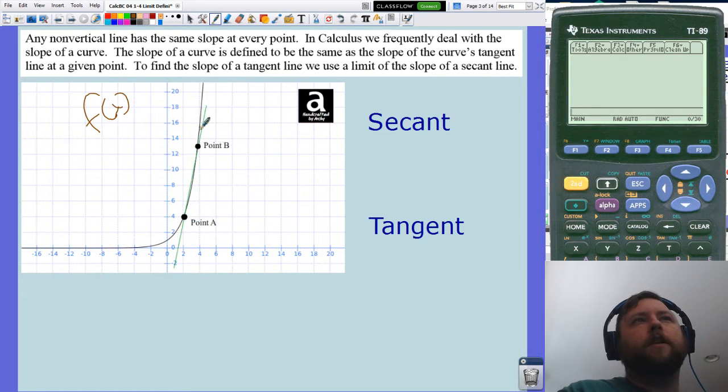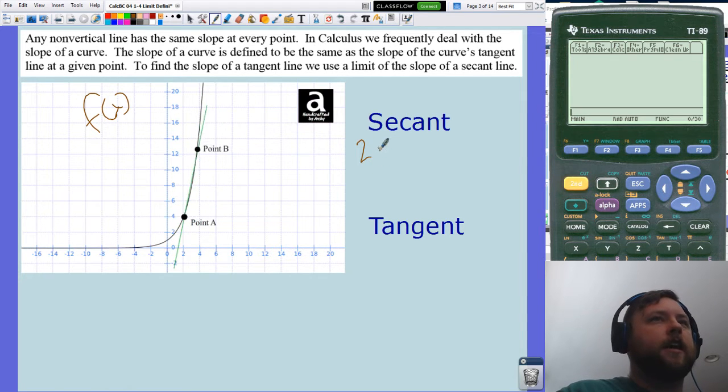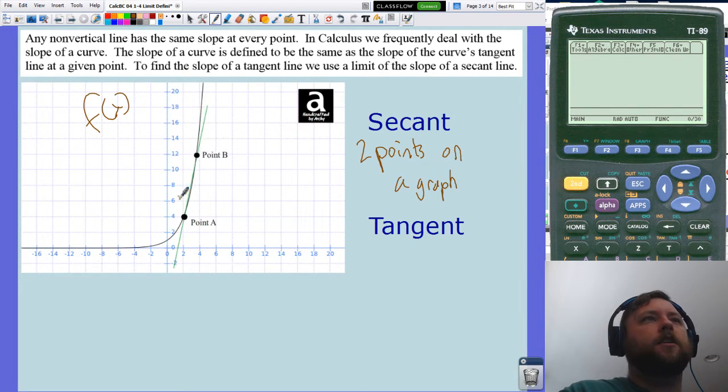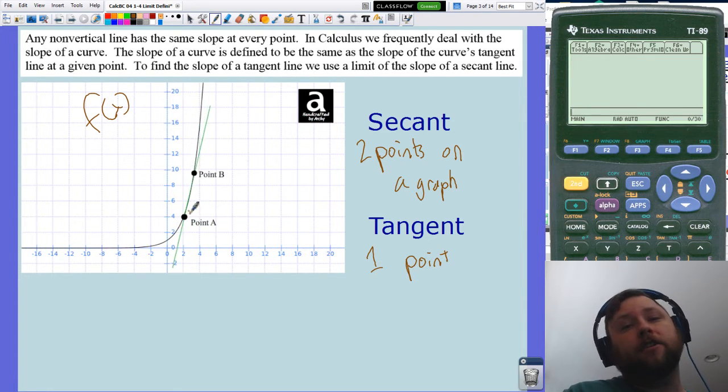So we have two things going on here. We have the concept of a secant line, which is a line that has 2 points on a graph. When the line starts off, with point A here and point B here, this is a secant line because it crosses the graph twice. Now a tangent line is a line that crosses at 1 point. So it starts as a secant line, and then as it goes down and these points are on top of each other, now we're a tangent.